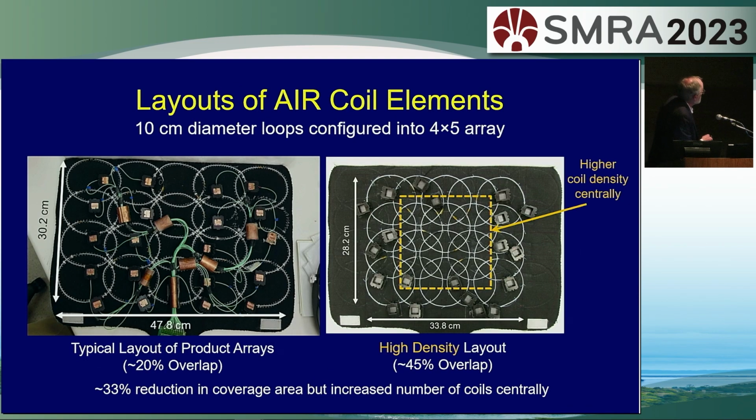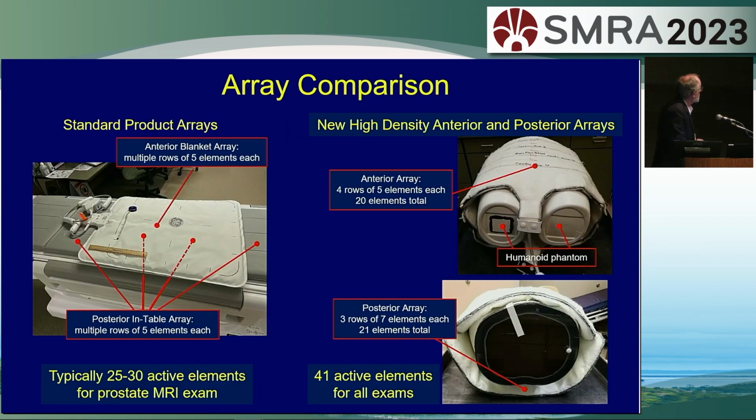This shows a standard air coil layout with product arrays. There's about a 20% overlap of the coil elements. We took these same elements and overlapped them here. You can see it's almost a 50% overlap coil to coil. So in the central portion of the array here, there's much higher coil density and conceivably better signal to noise. So that was the purpose of this work.